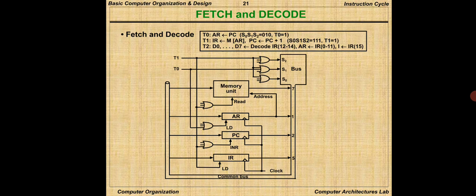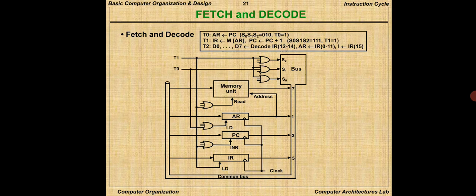Once that is loaded, in the T1 state, based on that address, I go to the memory, and the data available there is moved into the instruction register, which is the IR register. At the same time, I increment my program counter value, because I need to fetch my next instruction in the next cycle. Once that is done, we move to the T2 state.